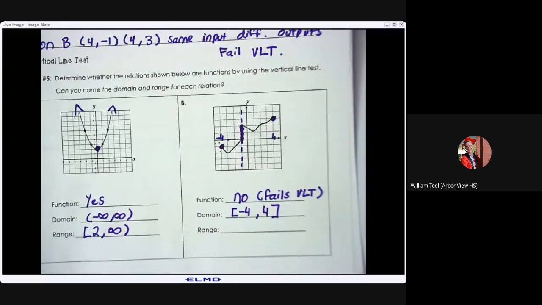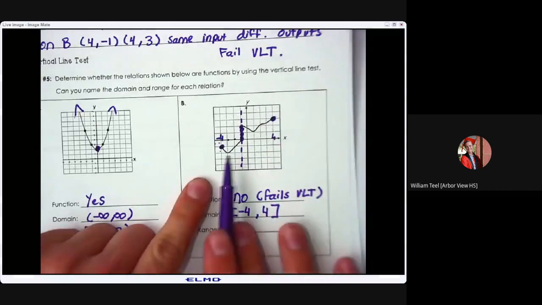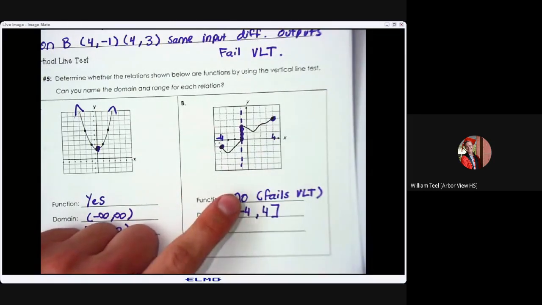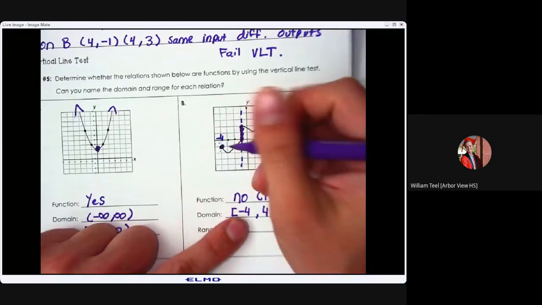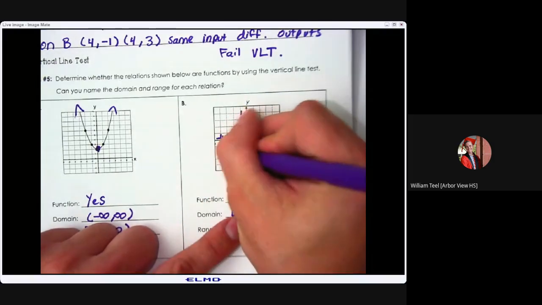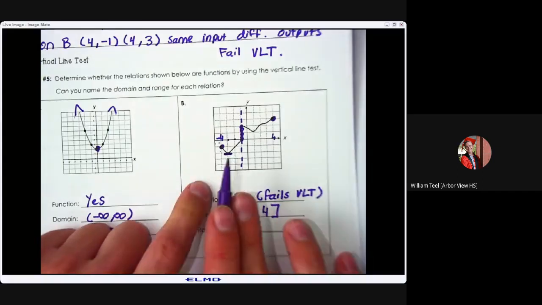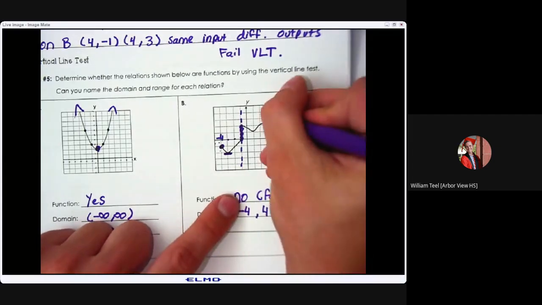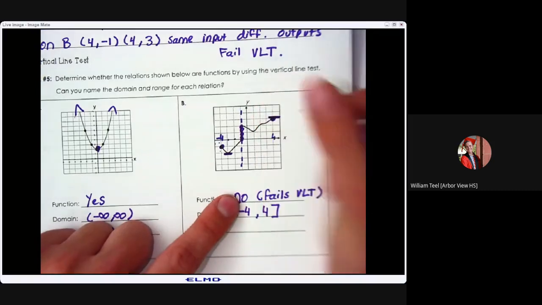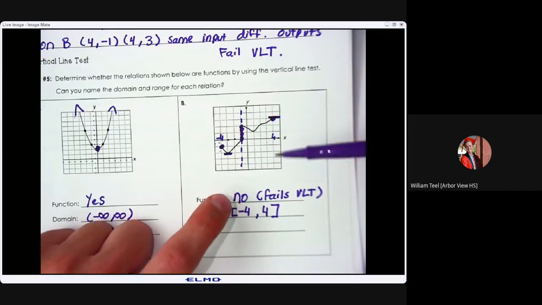Now for the range, we're going to see what this point is. Now, what is the lowest point on the graph compared to the highest point on the graph? So let's go ahead and take a look at this. Our lowest point on the graph is right here, okay? So that means that's where our y values start. The highest point on the graph is going to be right here. So that means all of the y values have to be in between those two y values.